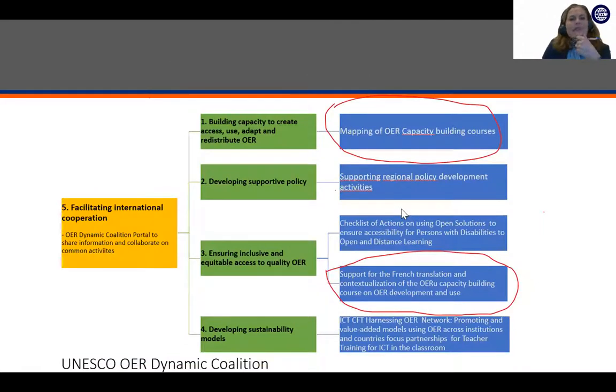Here is also a slide from Zeynep where you can see that this course that we will be presenting today is a part of the mapping of OER capacity building courses. This was a course developed by OERu in New Zealand in English on OER and Creative Commons licenses, which now has been translated to French. This has been done in collaboration between OERu, ICDE, UNESCO, and Université Numérique. So the rationale for UNESCO to support this is presented in this slide.